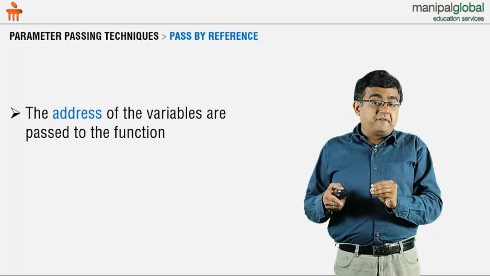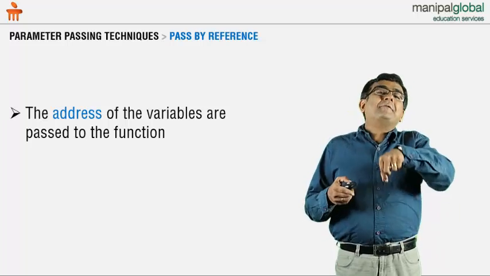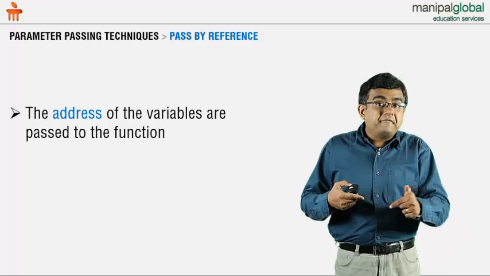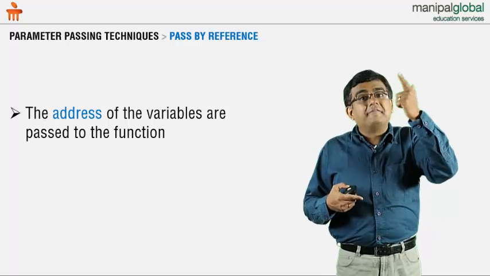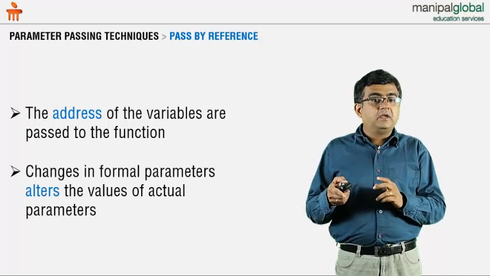In pass by reference, we are not passing the value, we are passing the address of the variable, so that in the called function, you can refer to the variable which is defined in the calling function. Let's look at that in detail with an example.